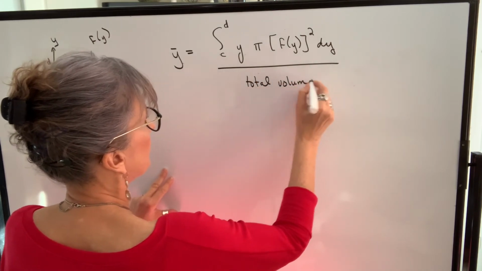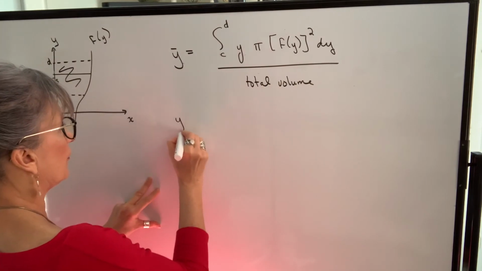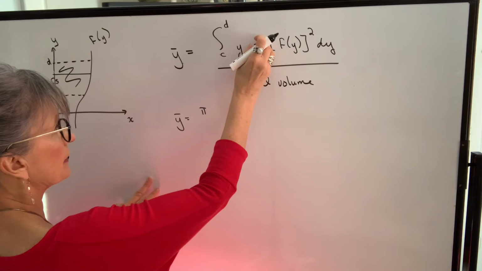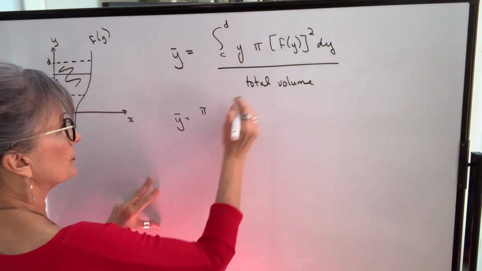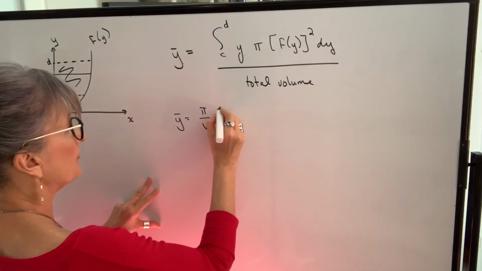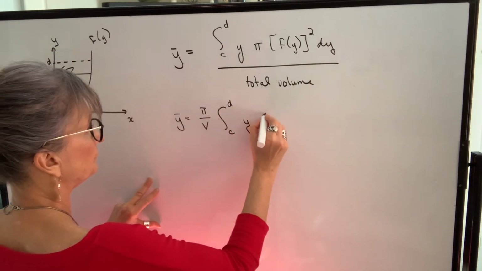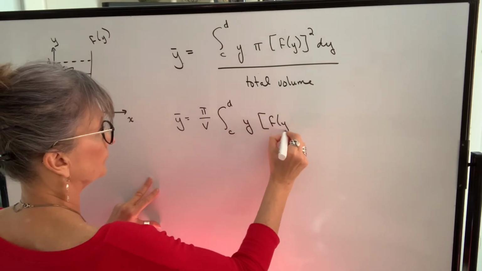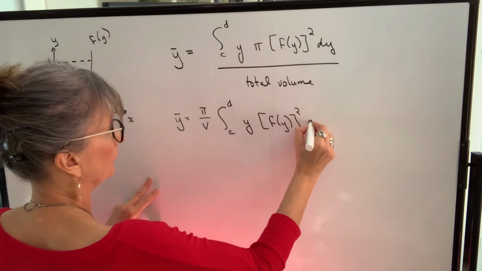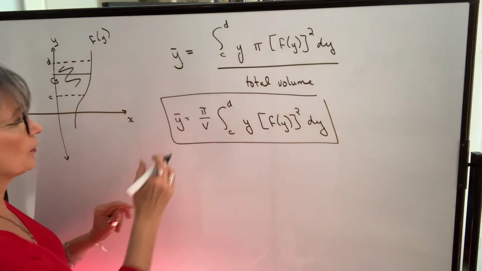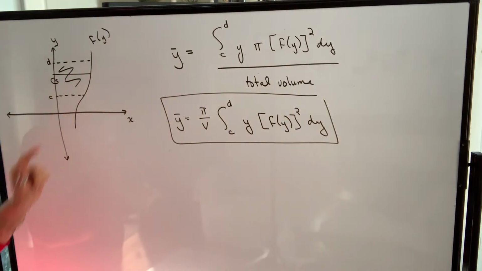I'm just going to clean it up because we don't want to work with the formula in that form. We're going to pull pi out of our integral because it's a constant. I'm going to take the volume out of the denominator and just divide pi by it, and then multiply by this integral. So this is the formula we're going to use to find the y-coordinate of this particular volume.